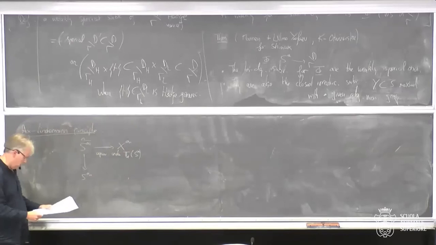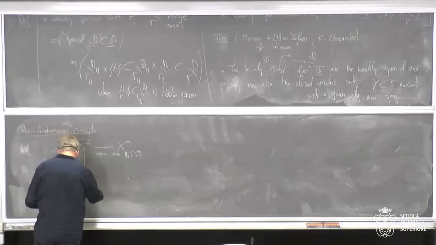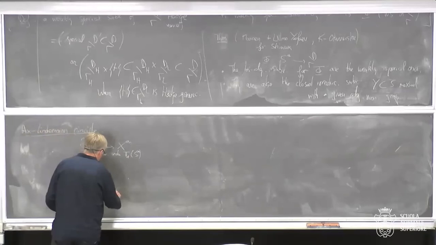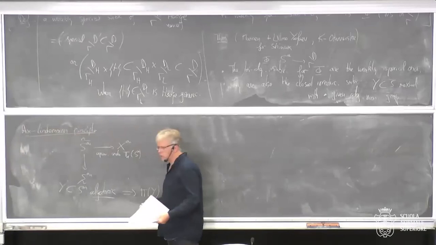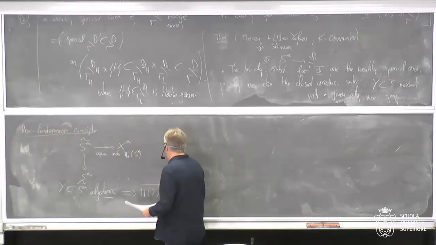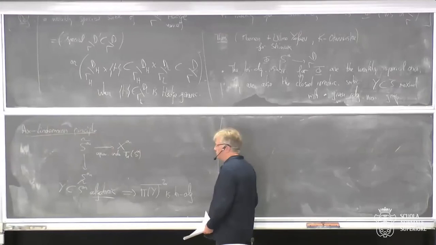Now take something. The heuristic of the Ax-Lindemann principle is that if you take Y inside S tilde algebraic, so the preimage of something algebraic here and taking an irreducible component, then you take its image. So in general, it is not algebraic. It is algebraic if Y was already bi-algebraic. But you take the Zariski closure of this thing, and the claim is it is bi-algebraic. So this is the heuristic. So for example, you take something algebraic in C^n.